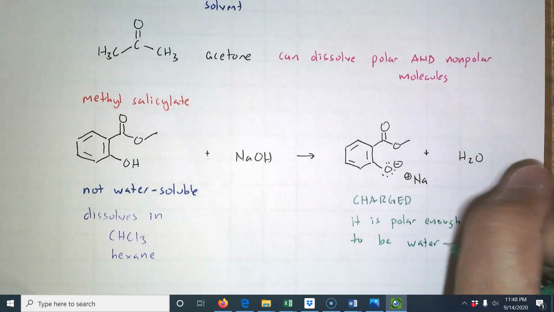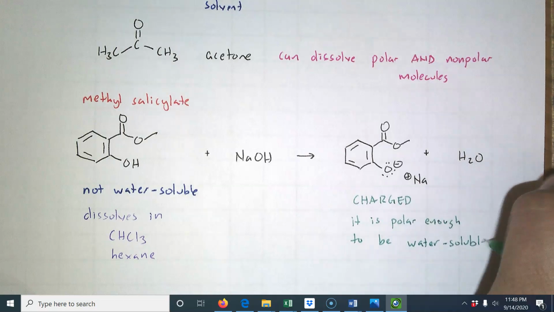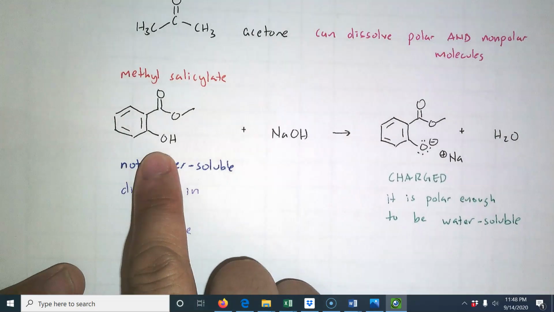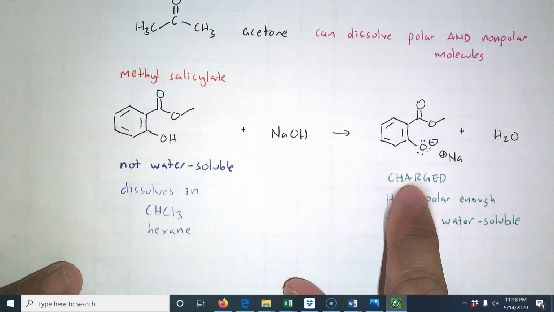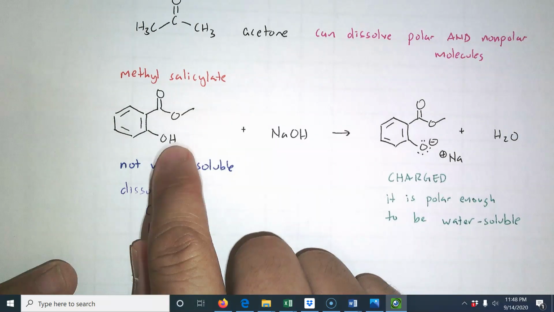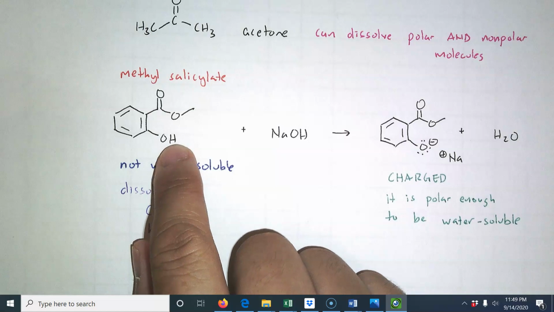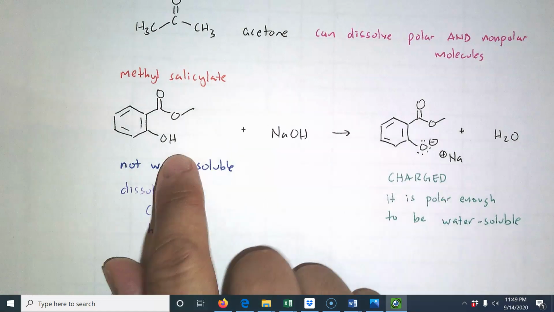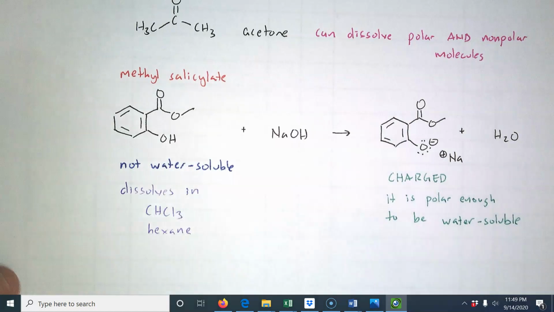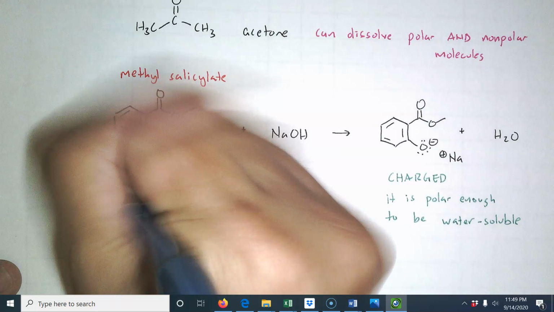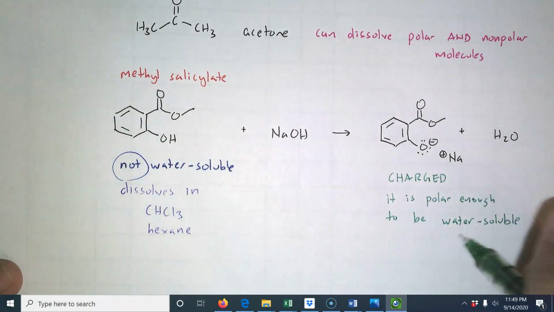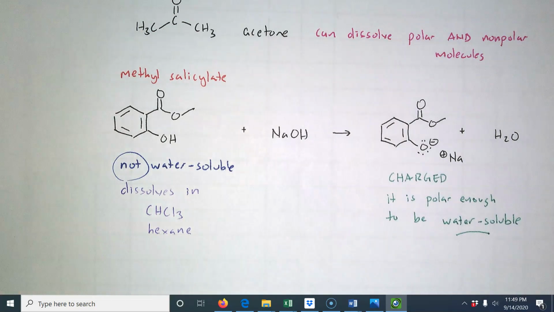to be water soluble. Look at the difference between our original methyl salicylate and the methyl salicylate that's called deprotonated, because we remove a hydrogen, but we only remove the proton actually. The electrons are left behind. So we remove what's called a proton, or you could say deprotonated. This is not water soluble, and this is water soluble.